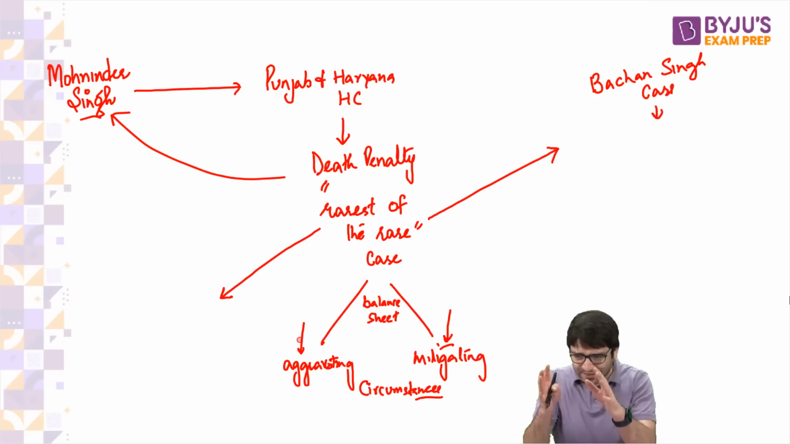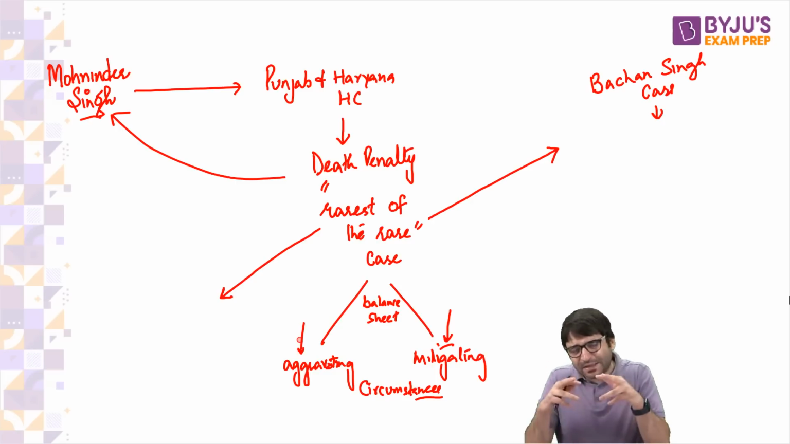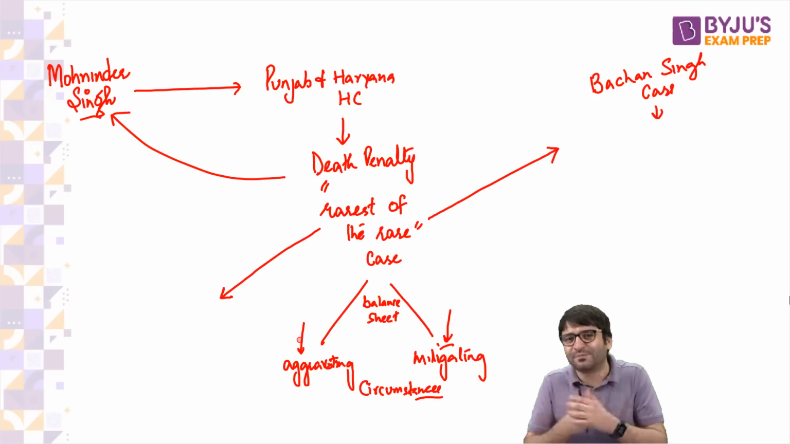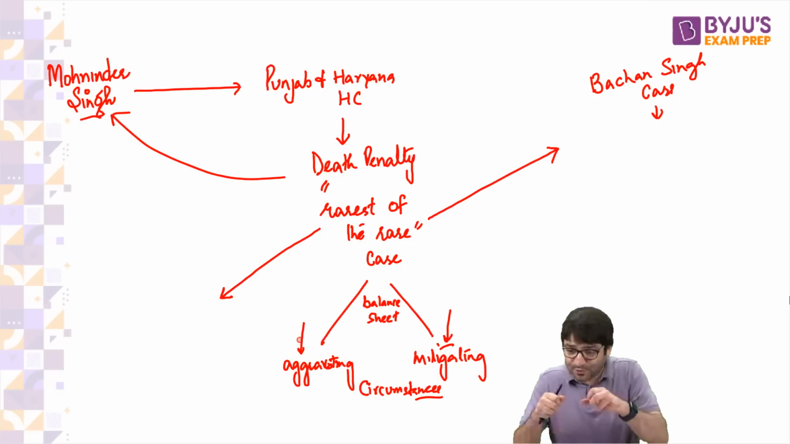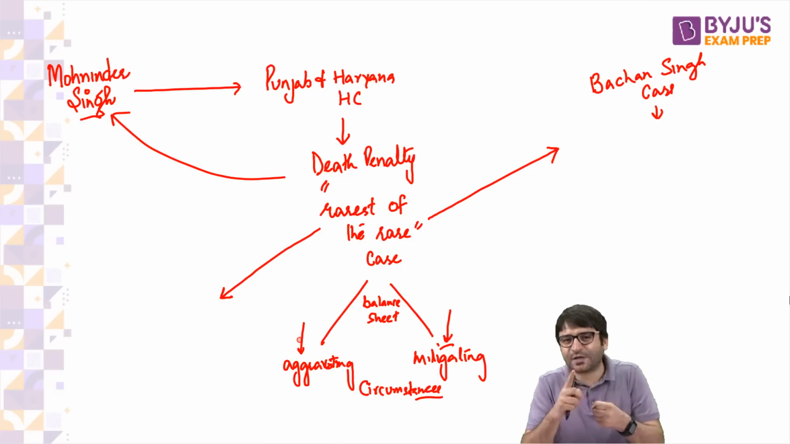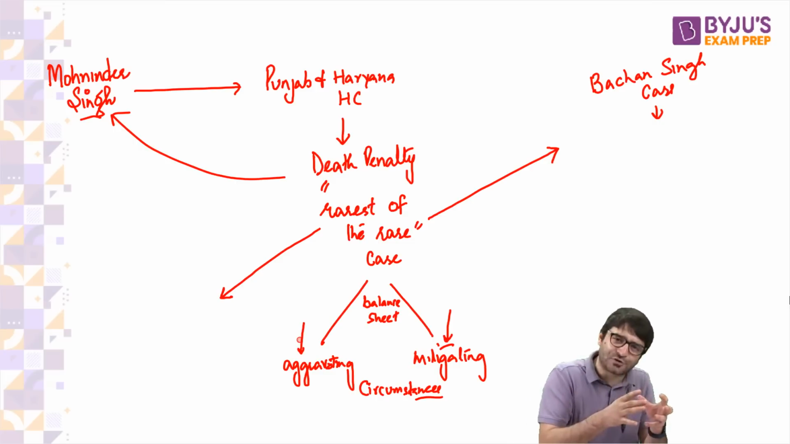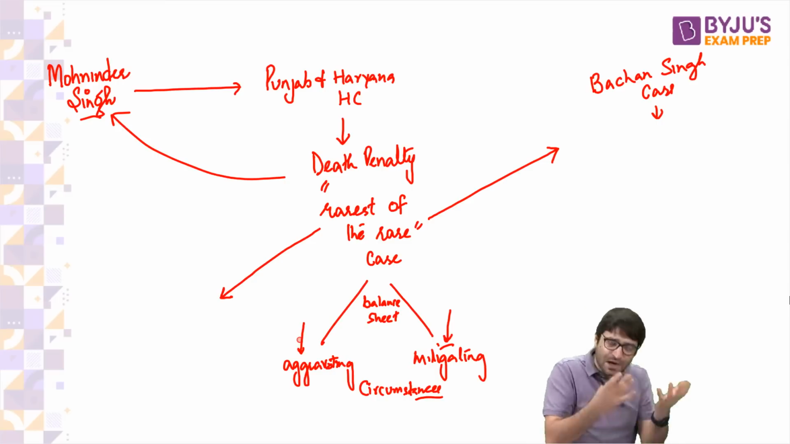Why? Because these circumstances tell us that maybe there is still some scope of reform. Because this was not a predetermined murder, which means maybe you will regret later on. Let you suffer in the jail for 14 years or 20 years. Maybe you will reform in the jail and then you can go back to the society and serve the society. Be part of the society again.